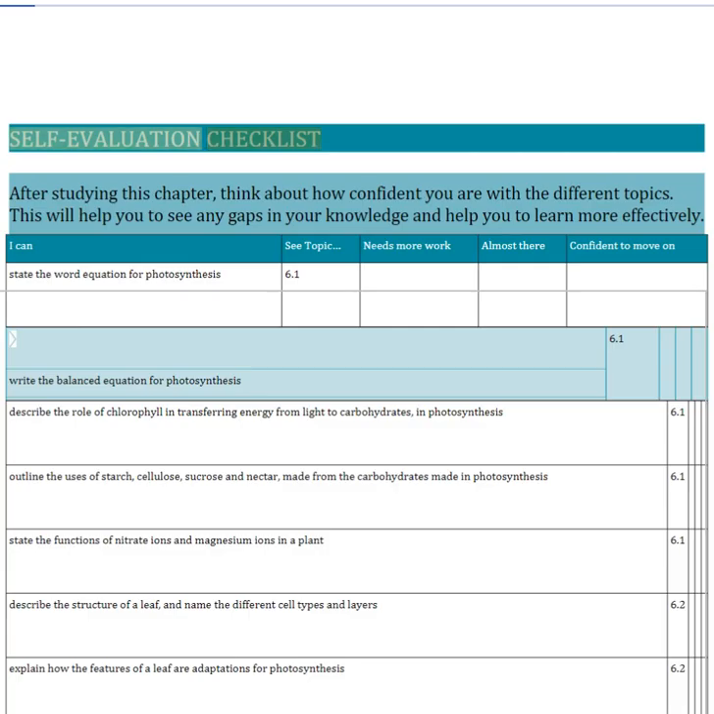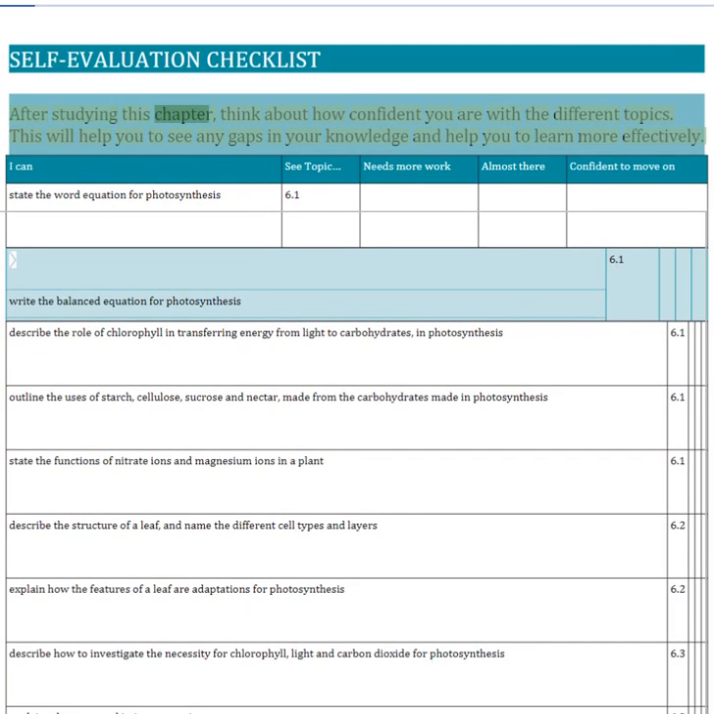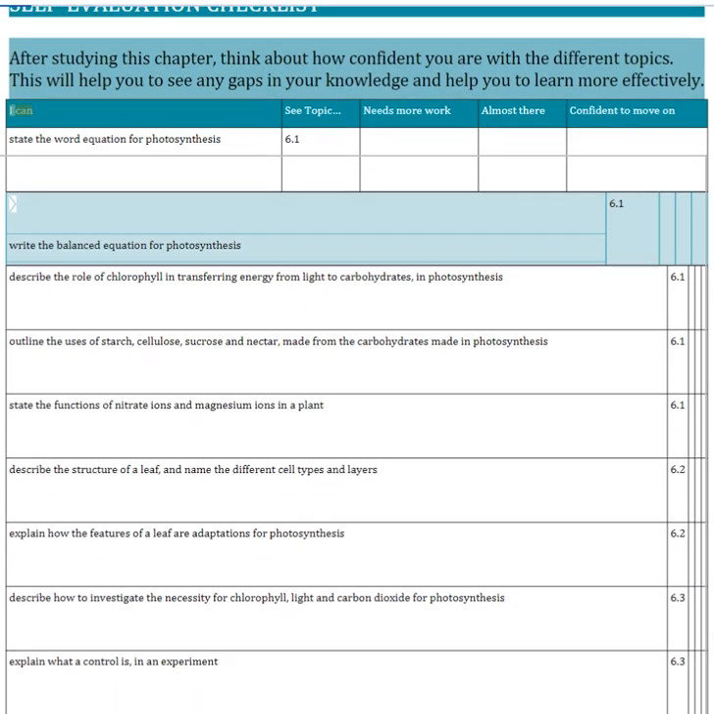Self-evaluation checklist. After studying this chapter, think about how confident you are with the different topics. This will help you to see any gaps in your knowledge and help you to learn more effectively. I can: see topic. Needs more work. Almost there. Confident to move on. State the word equation for photosynthesis.